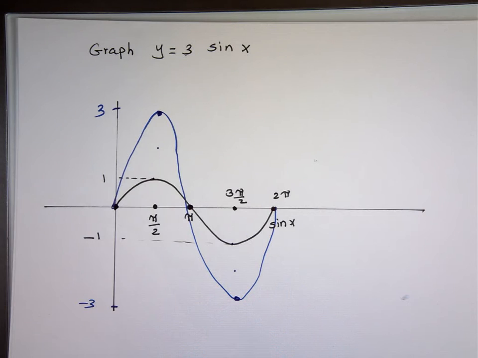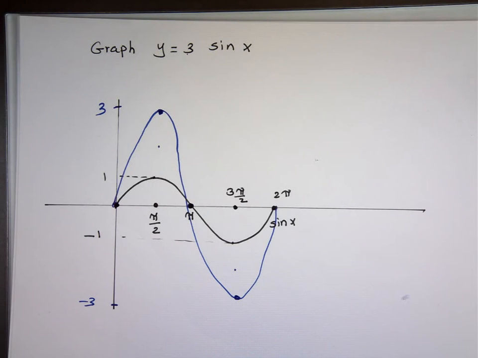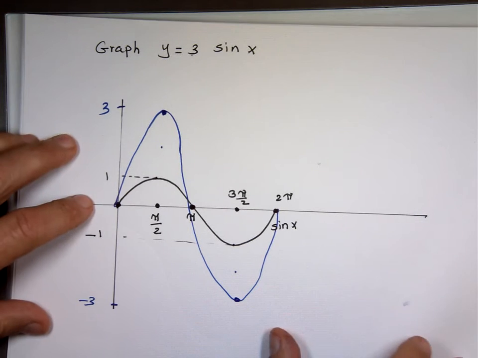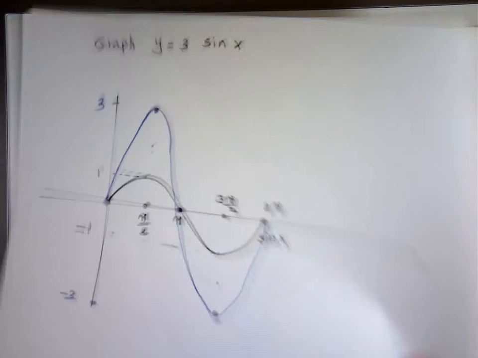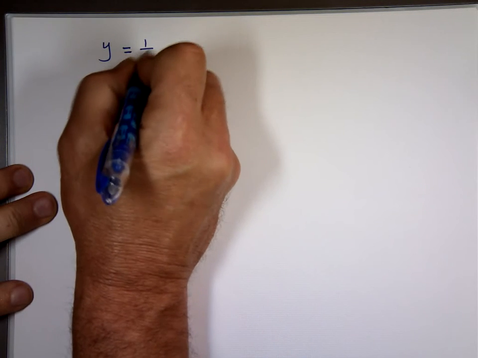So when the number is 3, we're going to stretch that. It's going to go as high as 3. Okay, what about if that number is actually less than 1? Let's say I want to graph y equals 1/2 cosine of x.